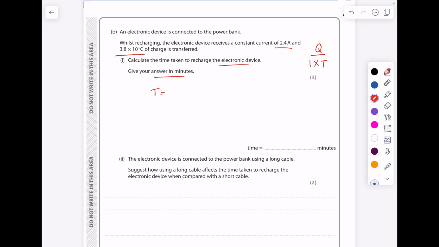So time equals charge divided by current. Our charge is 3.8 times 10 to the 3. The current is 2.4, which equals 1600 seconds. They want the answer in minutes, so you do need to practice your unit conversions. You need to divide by 60 in order to do that. So our answer is 27 minutes.